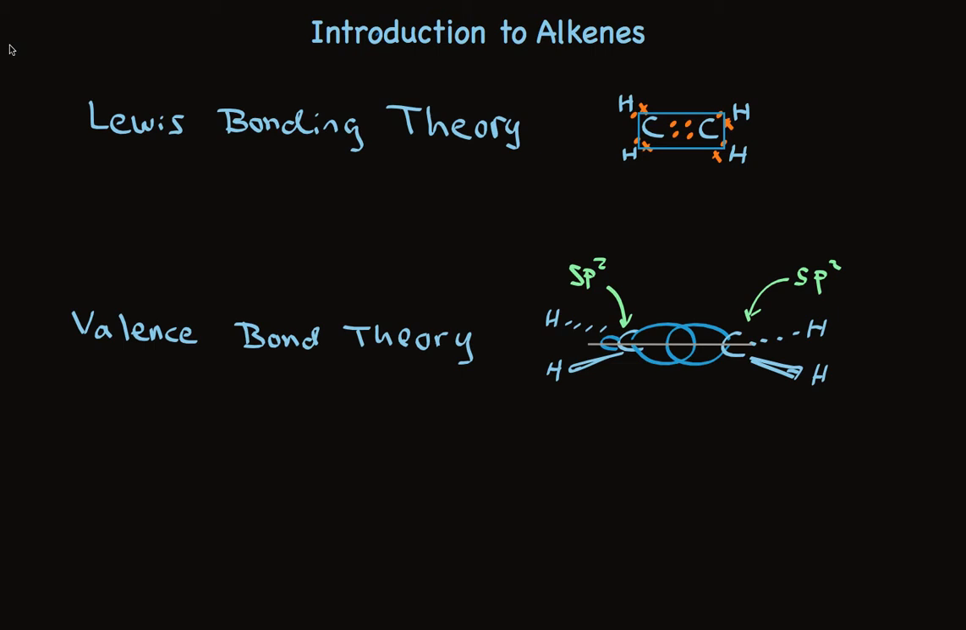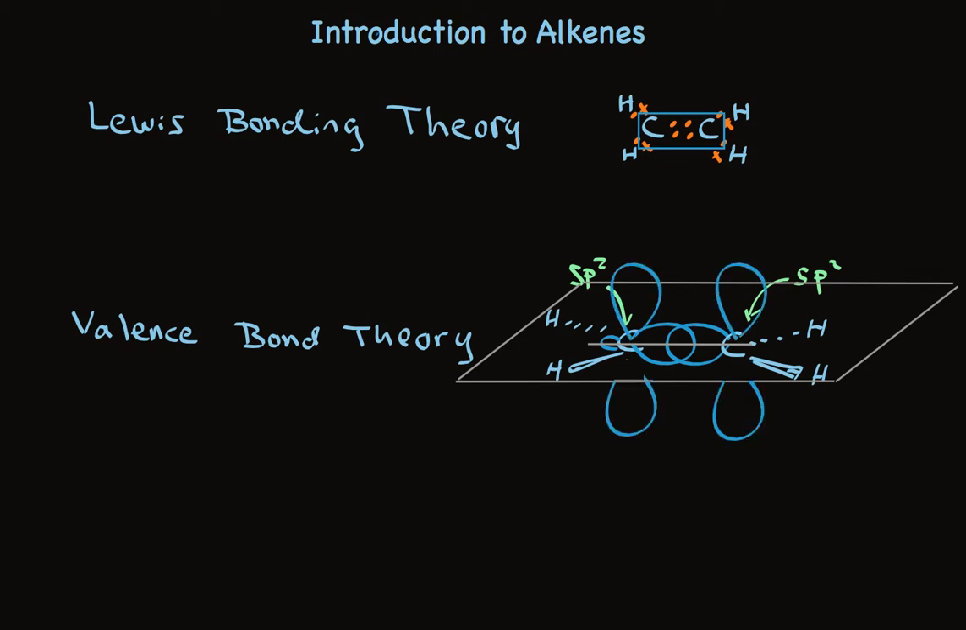Before I draw in those p orbitals, I want to point out that all of the atoms I'm showing here are in the same plane, a plane that I've represented here. When that's the case, those p orbitals are perpendicular to the plane. A lobe of each p orbital sticks up perpendicular to the plane, and the other lobe sticks down perpendicular to the plane.